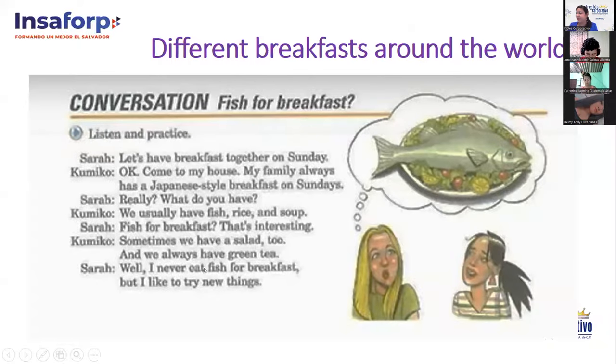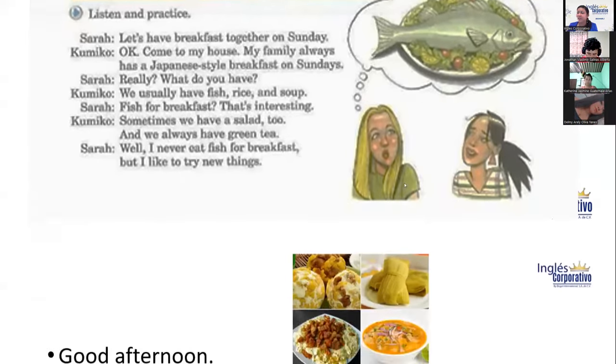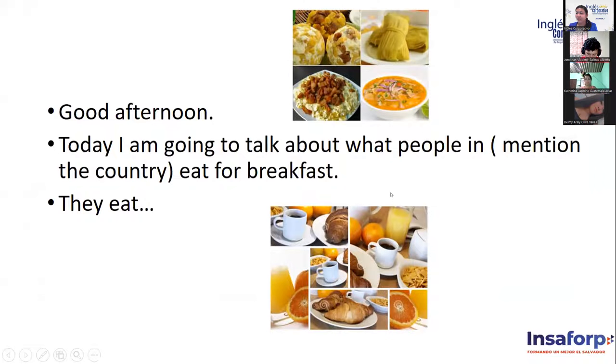Different breakfasts around the world. Yesterday we read this conversation in which they were talking about fish for breakfast, like in Japan, it's a Japanese breakfast. So today, you are going to tell me and your classmates, the class, about what people in other countries eat for breakfast. Everybody's going to pass. So I hope that you did the homework. And so who would like to start?